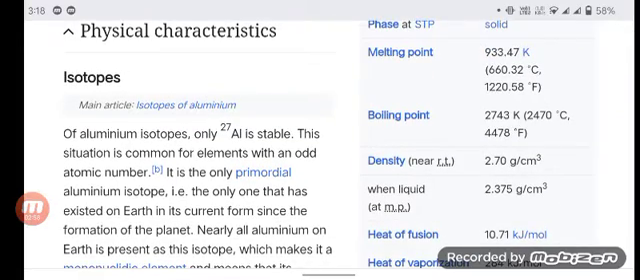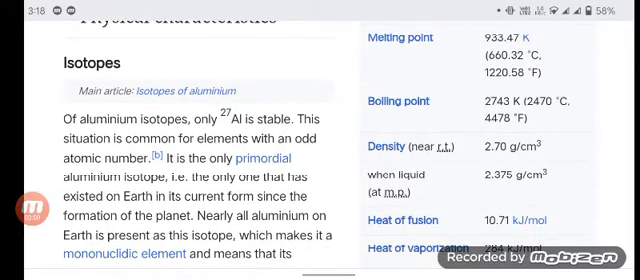Of aluminium isotopes, only Al-27 is stable. This situation is common for elements with an odd atomic number.